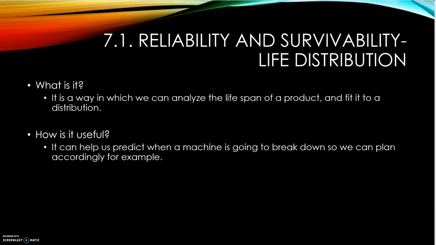For topic number 7, we're going to be talking about reliability and survivability life distribution. It is a way in which we can analyze the lifespan of a product and fit it to a distribution. It can help us predict when a machine is going to break down, so we can plan accordingly, for example. The distributions that usually fit it are the Weibull distribution, the exponential distribution, and normal distribution, and many others.